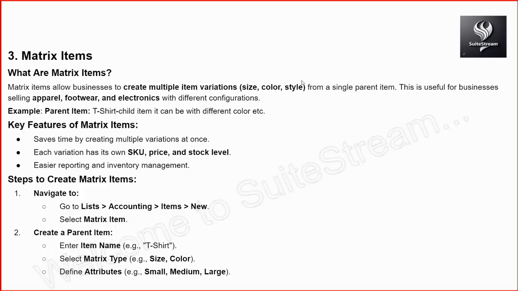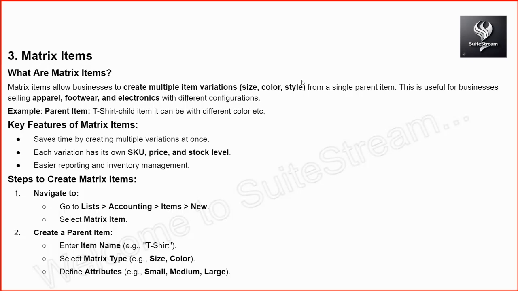What are the key features of matrix item? It saves time by creating multiple variations at once. Each variation has its own SKU, price, and stock level. It also makes reporting and inventory management easier.